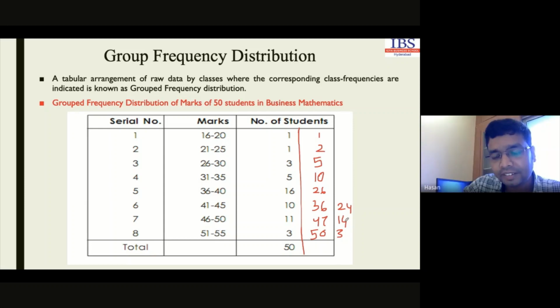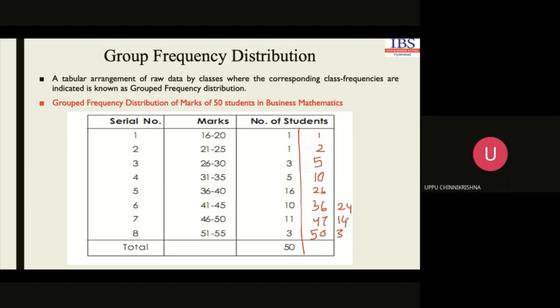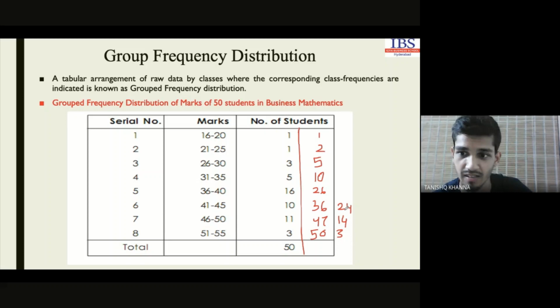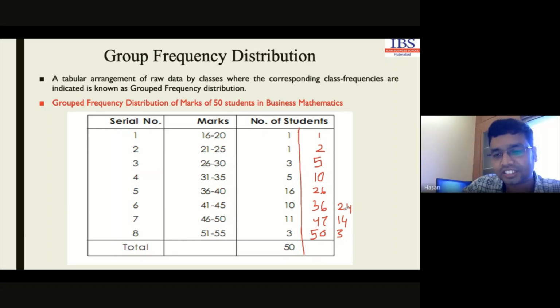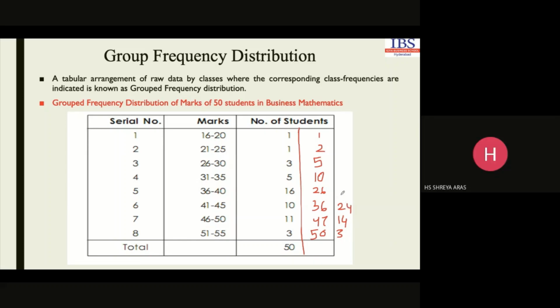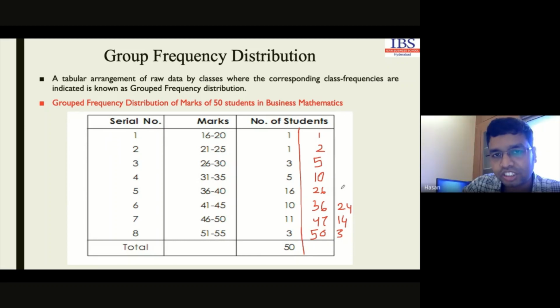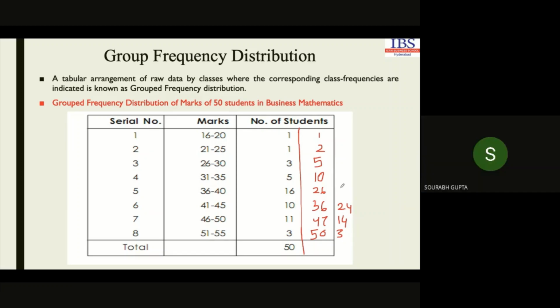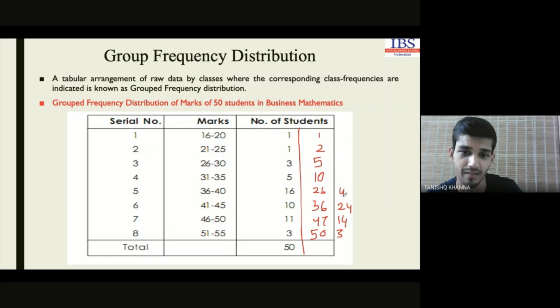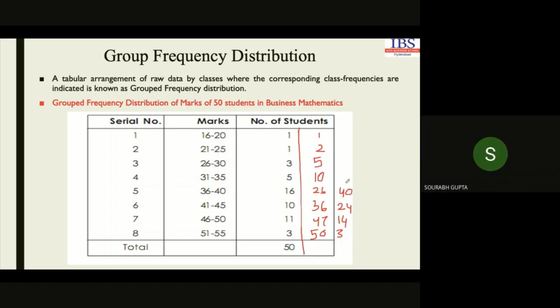Are you getting my point? Yes, sir. Basically, going in reverse order. Yes, in reverse order. You added up, 24. Then 40, then 45. Very good, very good. 45. 48.